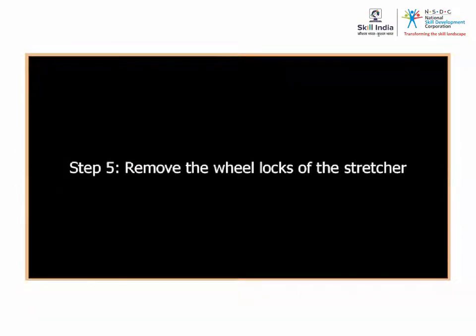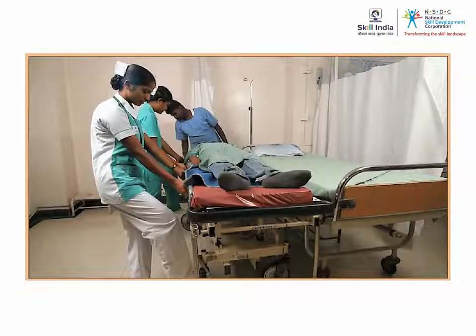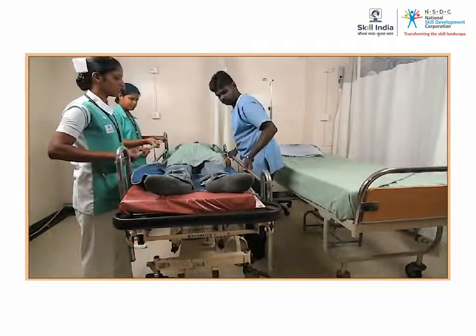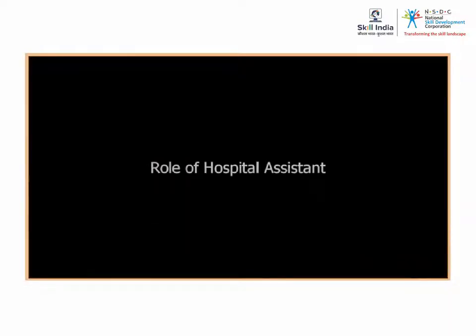Remove the wheel locks of the stretcher and move the stretcher gently to the ward that the patient has to be moved to. Role of hospital assistant.